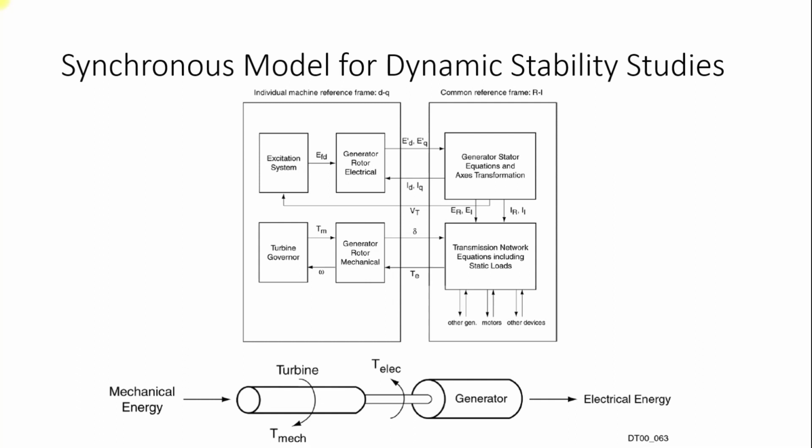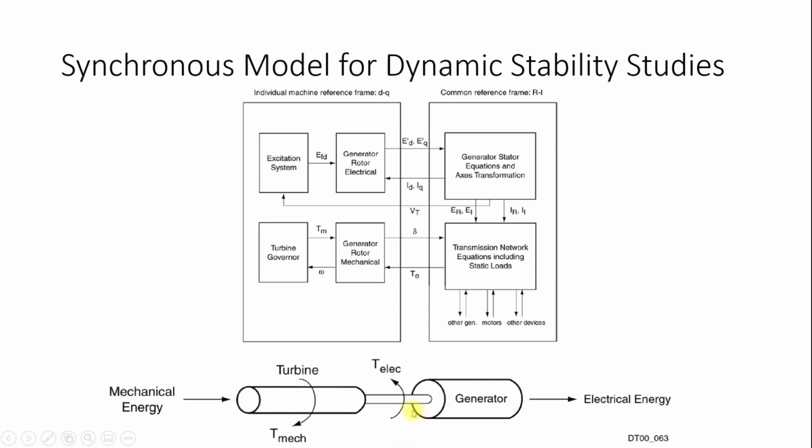Now, on the other hand, we also have the mechanical attributes of the system. So what are these mechanical attributes? We have this generator, which is connected to the turbine with the help of a shaft. Here we are going to have electrical torque. On the turbine side we are going to have mechanical torque, and from the output we are getting electrical energy, and the input is mechanical energy.